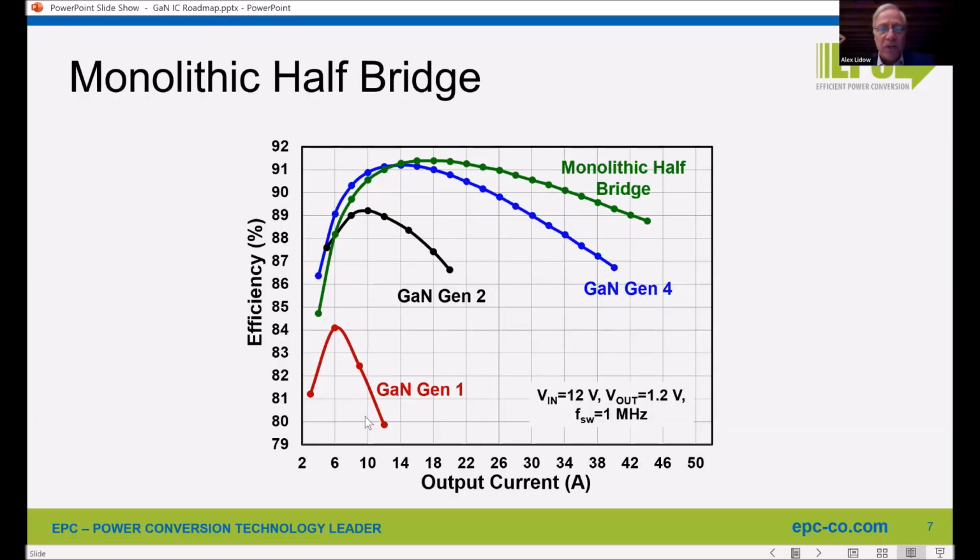This is just showing the various generations of GaN devices. And the blue and the green is a direct comparison of monolithic versus two discrete devices with the same electrical specs, also in GaN. So that's really the difference that comes from the power loop inductance, and that's quite significant.